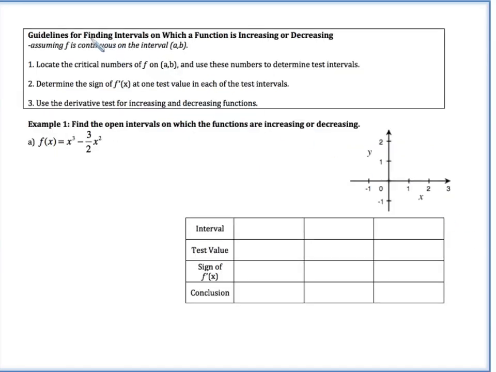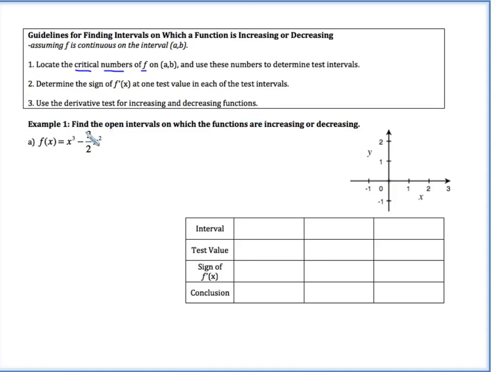So some guidelines for finding these intervals where the function is increasing and decreasing. And we're going to assume that f is continuous on the interval. It says locate the critical numbers of f on a and b and use these numbers to determine our testing intervals. Okay, then we need to determine the sign of the derivative f prime of x at one test value in each of these intervals. And then use the derivative test for increasing and decreasing functions. So we're going to test whether it's positive, negative, or 0.